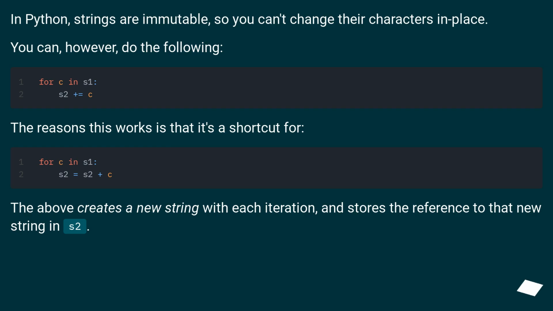In Python, strings are immutable, so you can't change their characters in place. You can, however, do the following. The reason this works is that it's a shortcut for the following. The above creates a new string with each iteration, and stores the reference to that new string in S2.